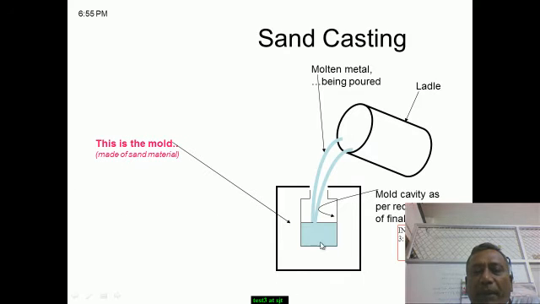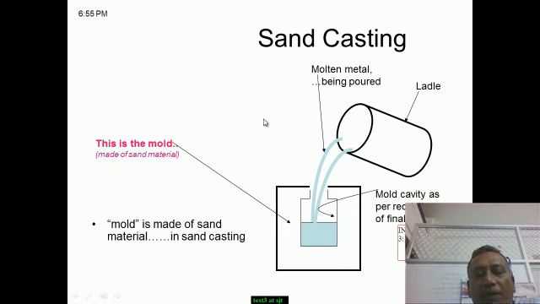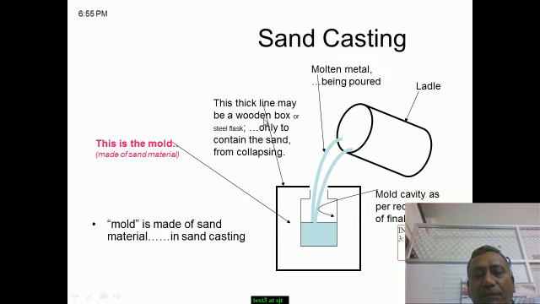This is the mold. In the case of sand casting, the mold material happens to be the sand itself. Normally, steel castings are done by molds that are made of sand material. The mold is made of sand material. This is the one in sand casting. This thick line may be a wooden flask or sometimes a steel flask.